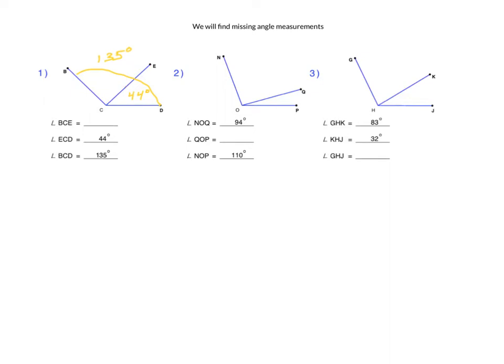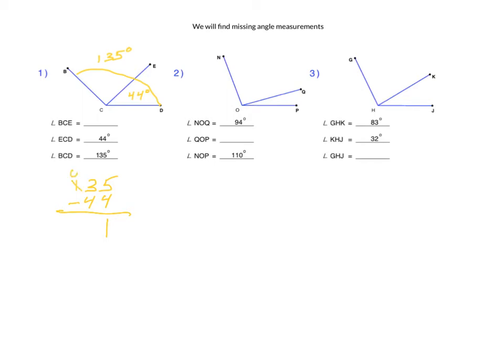So we already know what the whole angle is. We know what this is. So we need to find a difference. So we're going to find that by subtracting 44 from 135. So 5 minus 4 is 1. 3 minus 4 is, you can't do it, right? So we need to regroup.